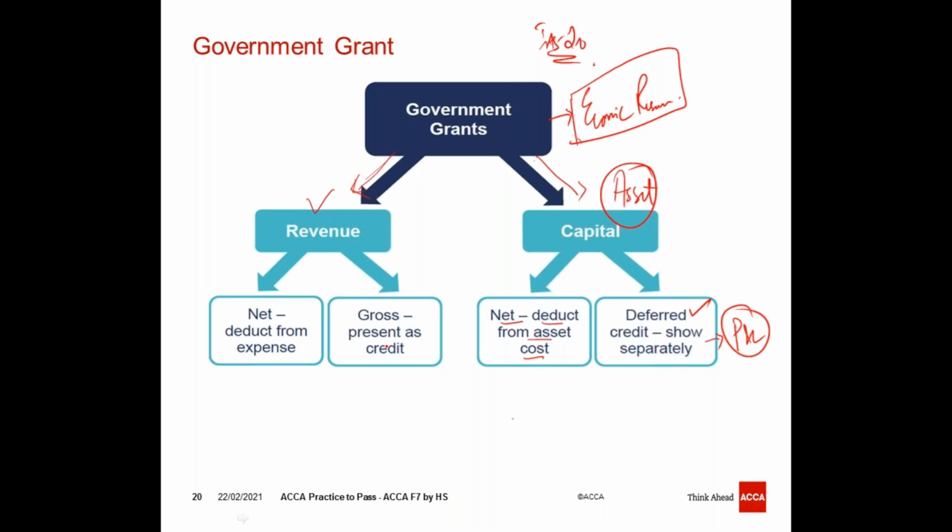Grant related to income can be recognized initially as deferred income and then released in the income statement by netting off from the related expenses, or recognize the gross amount separately as another income. So these are the basic two points for government grants.